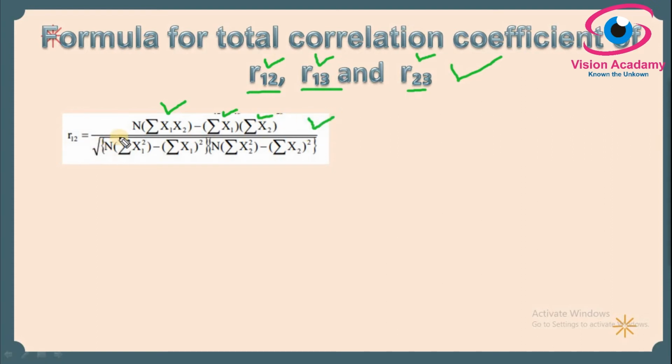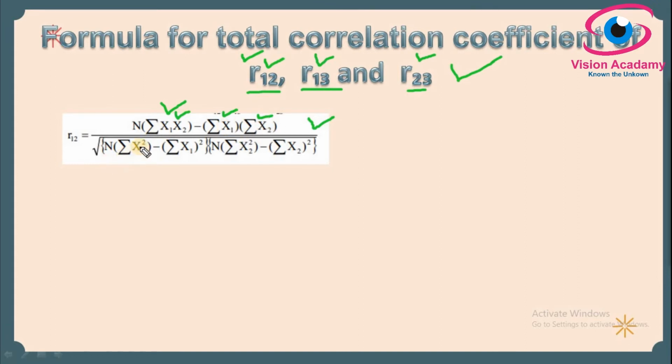So for R12, x1 and x2, we use this formula. In the denominator, within the bracket, n summation x1 square minus summation x1 whole square, bracket close, and again bracket open, n summation x2 square minus summation x2 whole square. Here also it is very easy. N is common, and in the numerator n summation x1 x2, because we have to calculate the total correlation of R12.